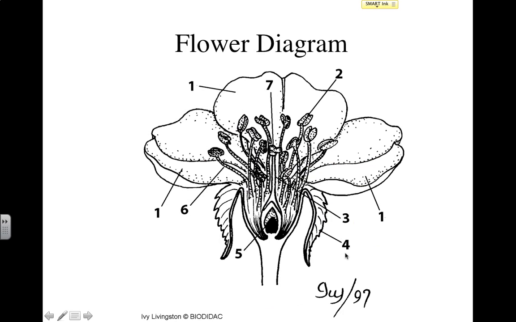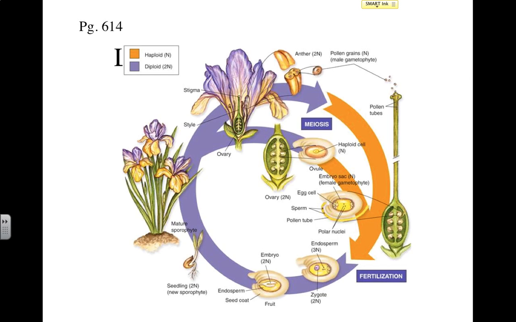Here are the structures on the diagram that you have. So if we went through these, 1 would be the petals, 2 would be the stamen, 3 would be the style, 4 would be the sepals, 5 would be the ovary, 6 would be a filament, 7 would be the stigma. So those are the different parts of the flower that you have to label. We'll talk about functions in class.